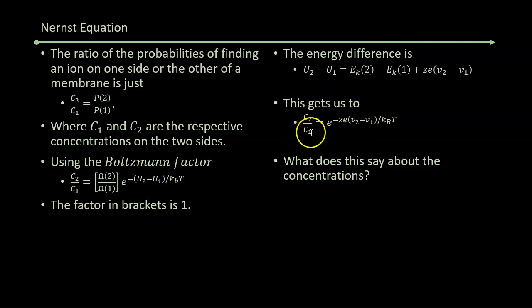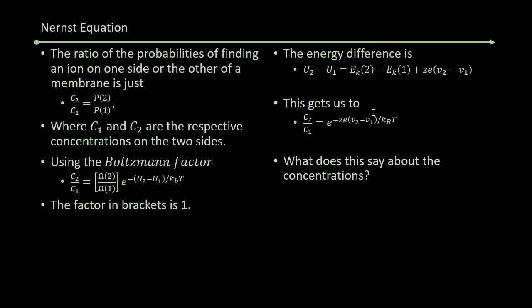So this gets us to the ratio of the concentrations of ions on one side of a membrane versus the other, which is given by e to the minus zeV... Z is how ionized they are. Is it +1, +2, +3, -1, -2, -3? e is the charge on the electron. V2 is the electric potential on side 2. V1 is the electrical potential on side 1. And so the concentrations depend on the difference in the electrical potentials across a membrane, the temperature, the Boltzmann constant, and how ionized they are.